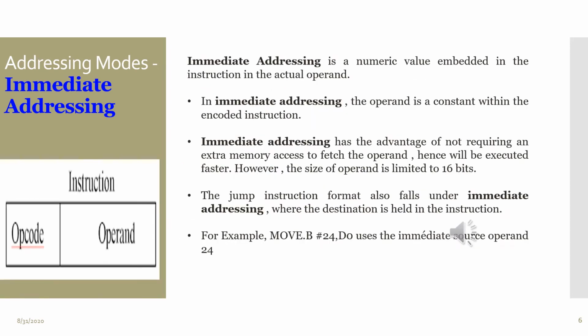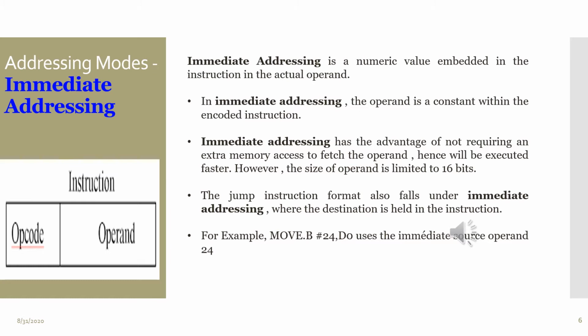In immediate addressing, a numeric value is embedded in the instruction as the actual operand. In immediate addressing, the operand is a constant within the encoded instruction. It has the advantage of not requiring an extra memory access to fetch the operand. Hence, it will be executed faster. However, the size of the operand is limited to 16 bits.